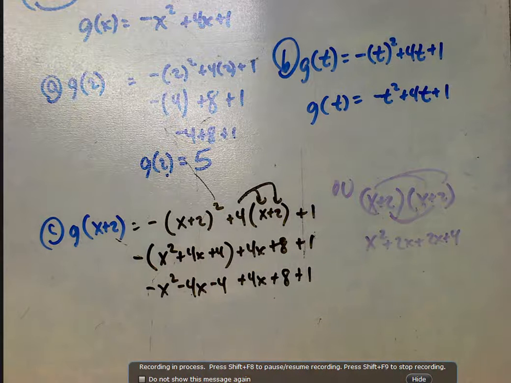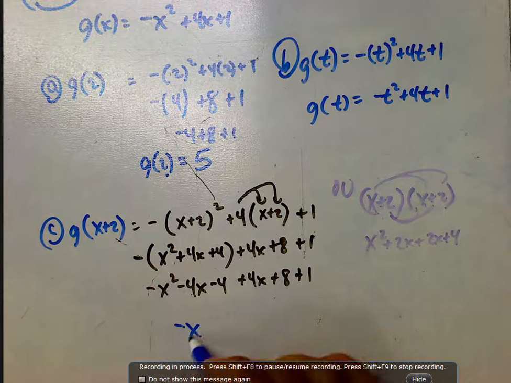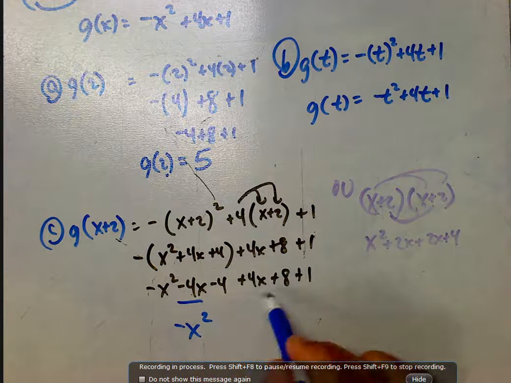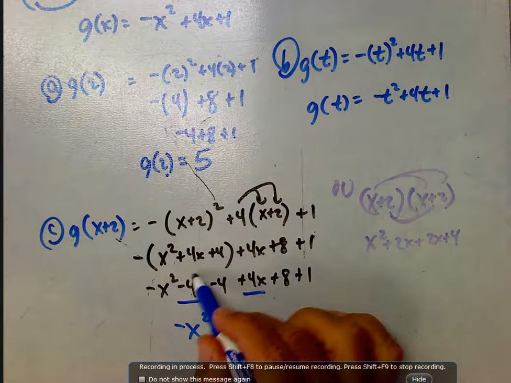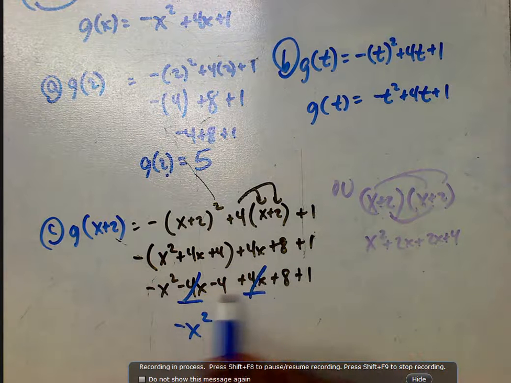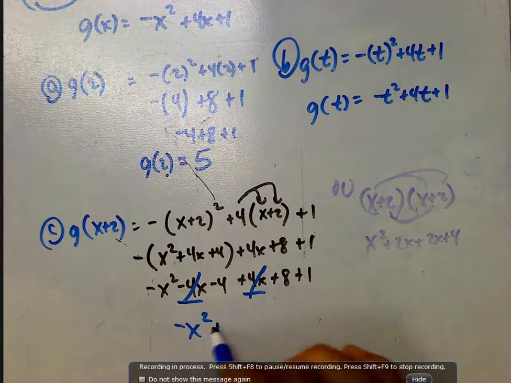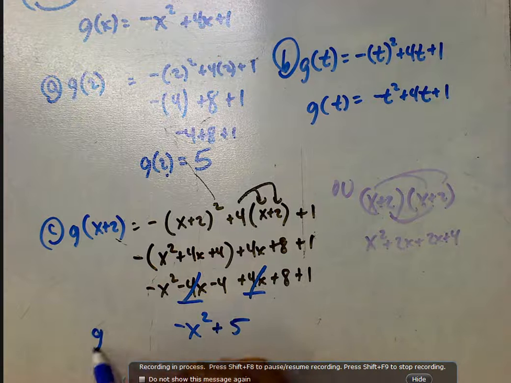And lastly, I'm going to collect like terms. The only x squared term is negative x squared. I have negative 4x and positive 4x. They cancel out. Negative 4 and 8 is 4. Plus 1 makes positive 5. So g of x plus 2 equals negative x squared plus 5.